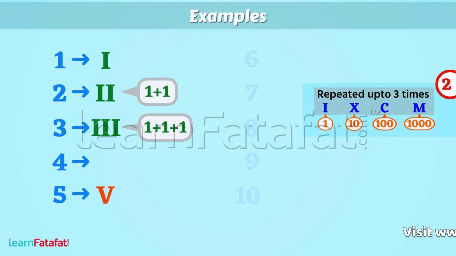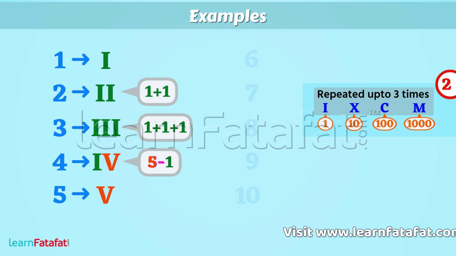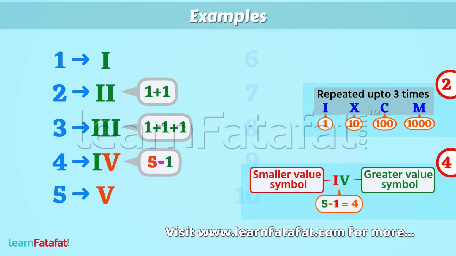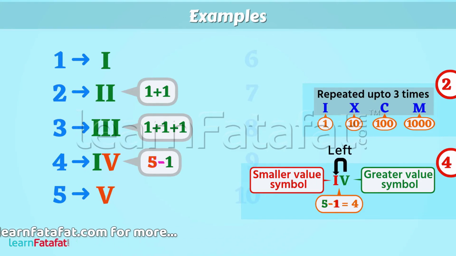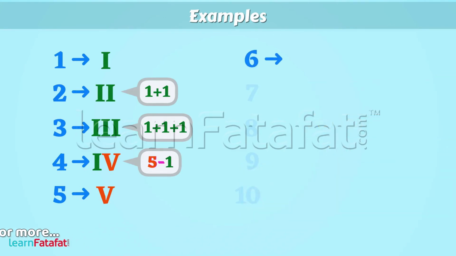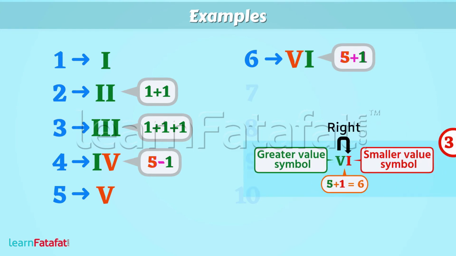then 4 can be obtained by 5 minus 1. So, by rule 4, we should write the symbol for 1 to the left of the symbol for 5. 6 is 5 plus 1. So, by rule 3, we write the symbol for 1 to the right of the symbol for 5.